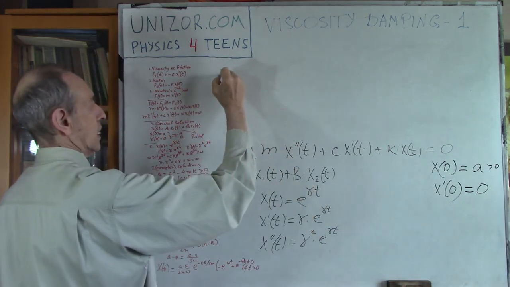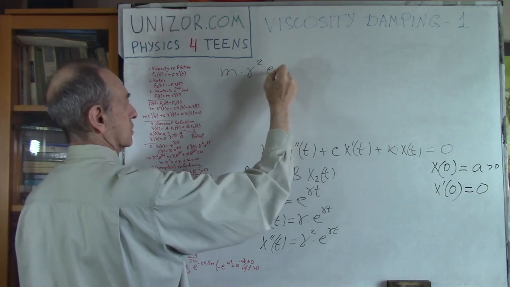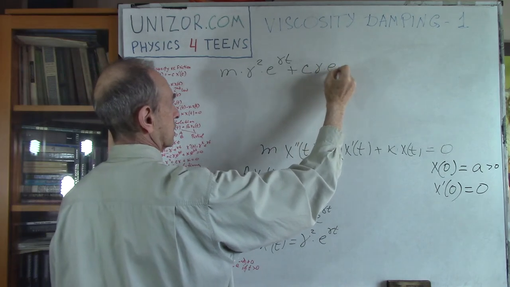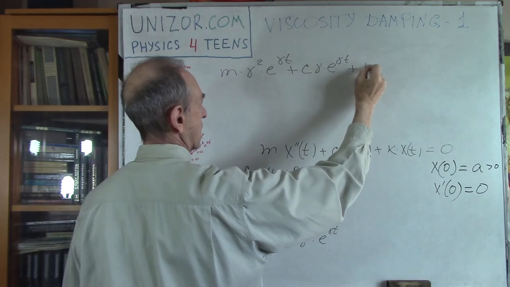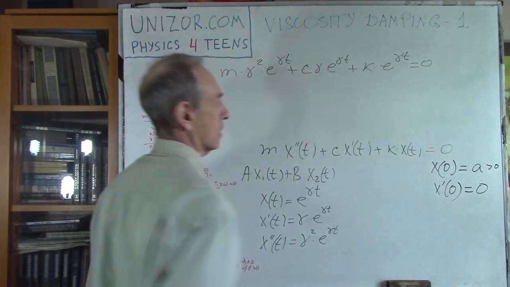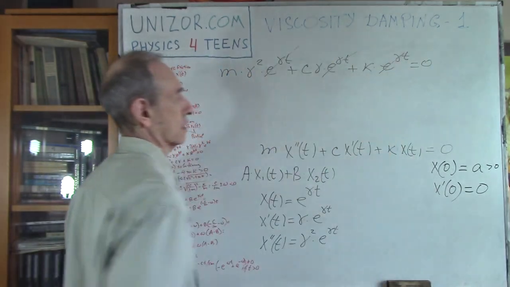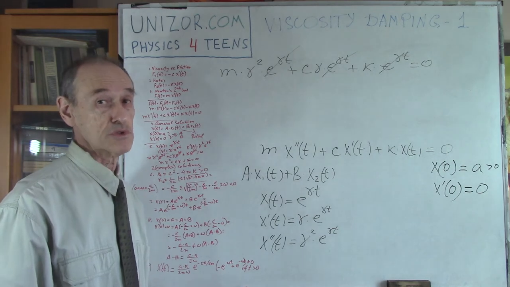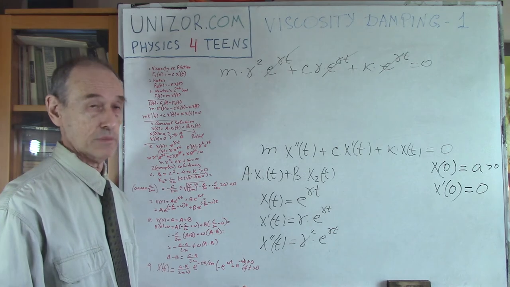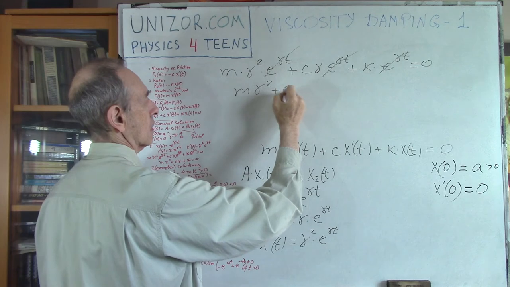So we will have m gamma square e to the gamma t plus c gamma e to the gamma t plus k e to the gamma t equals to zero. And what do I do next? E to the gamma t is never equal to zero, so I can safely cancel it. Divide the whole thing by e to the power of gamma t, and what do I have? I have a quadratic equation.